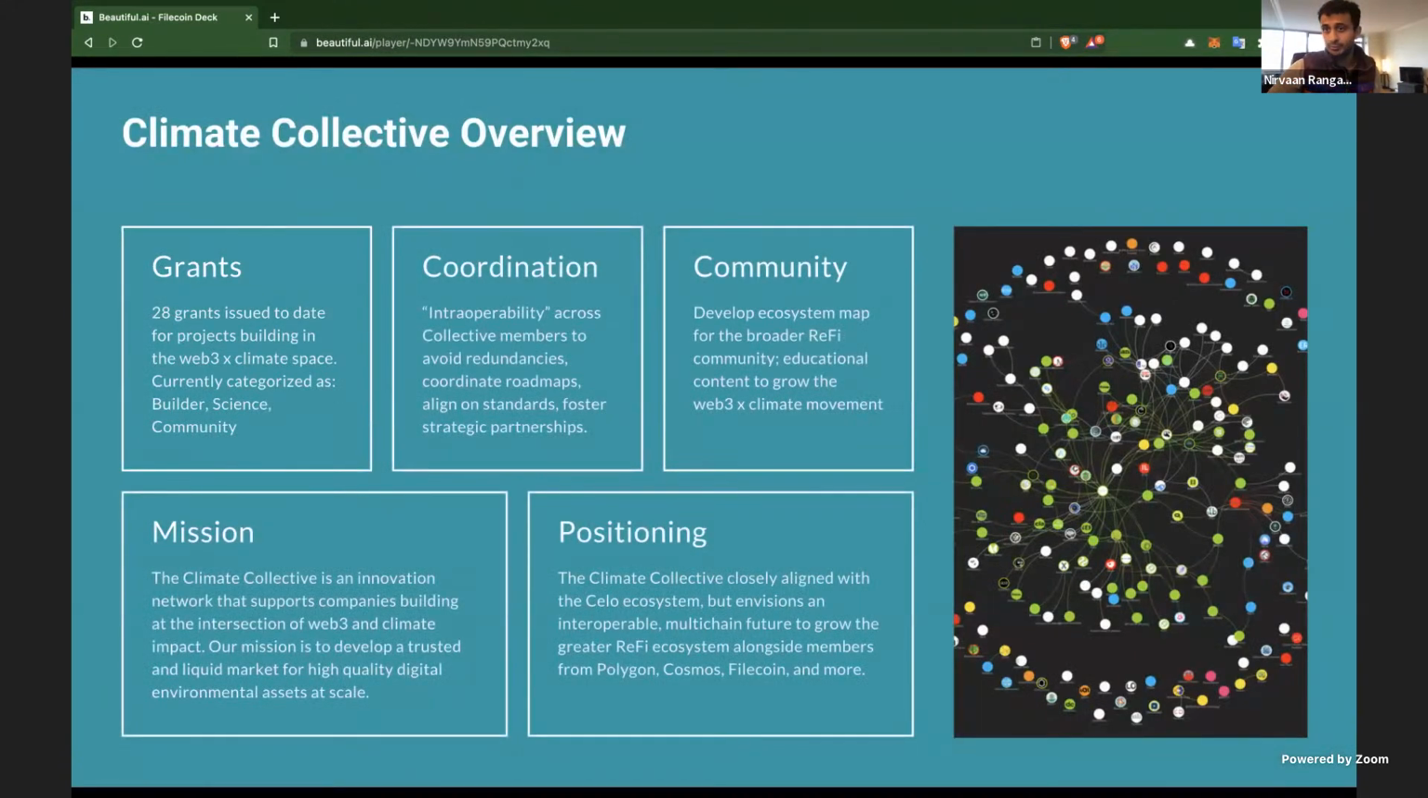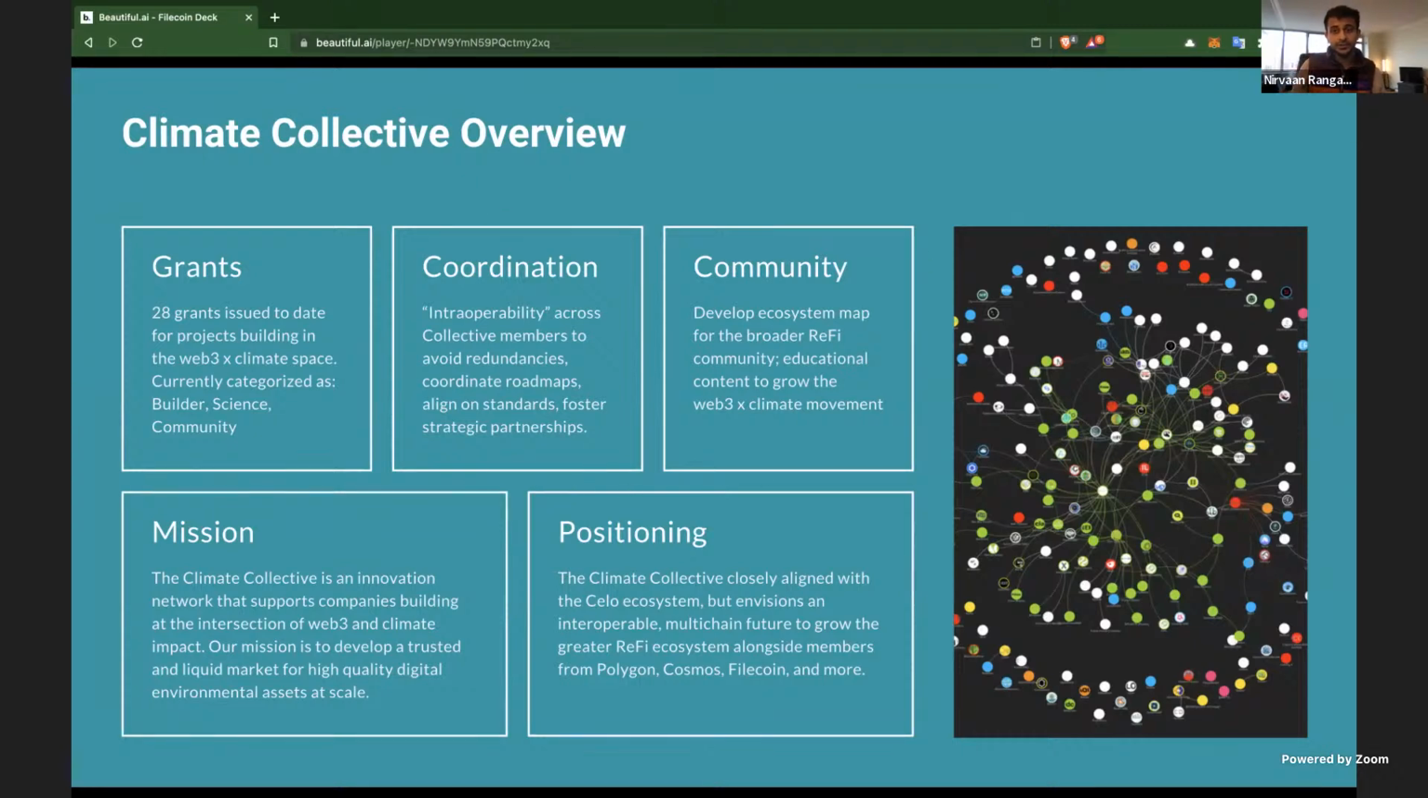So firstly, what is the Climate Collective? Some of you may have seen this map on the right floating around Twitter and whatnot. Climate Collective, we call it an innovation network that supports a lot of different companies building at this intersection of Web3 and climate. The actual mission is to develop a trusted and liquid market for high quality digital environmental assets, as we call them. So things, for example, that Open Forest Protocol is bringing on chain and bringing a lot of the supporting data to prove out the quality of some of these projects that is very difficult to do today.